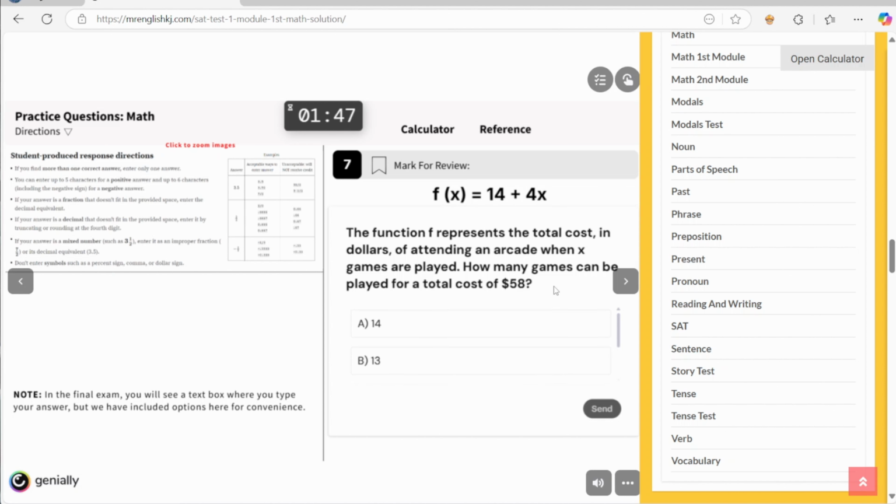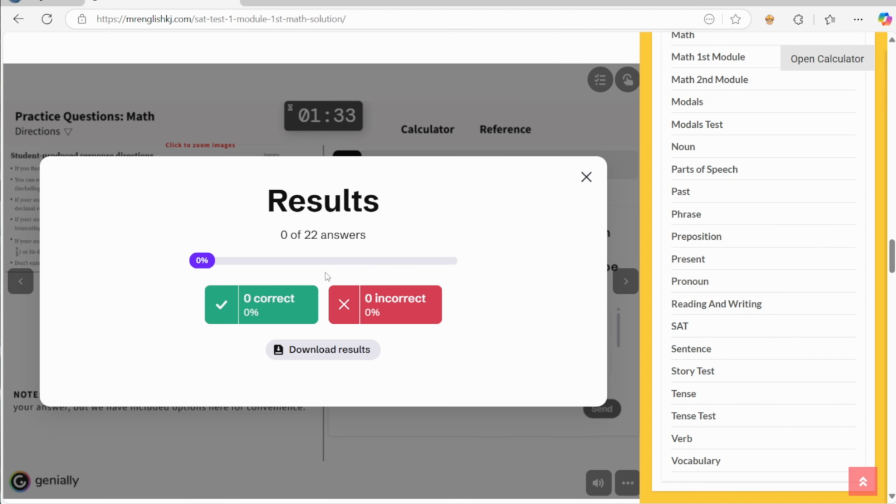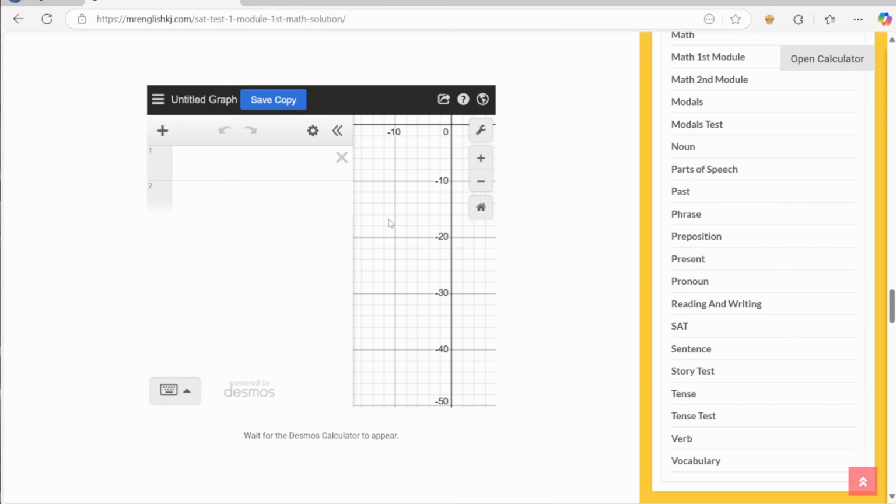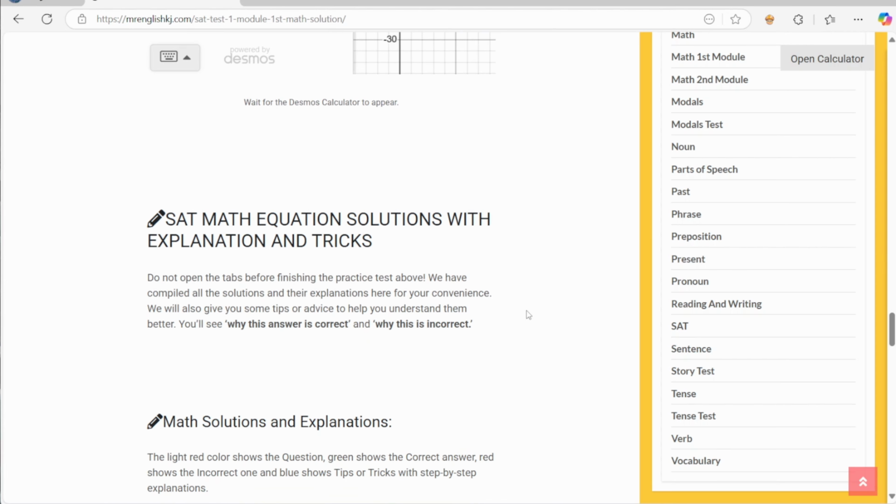If you haven't attempted this test, please attempt it first because it will be helpful. You must know how much you know and how much you don't know. After taking the test, you look here for your result. You get to know how many questions you have done correct and incorrect. Then come back to the video, watch it and learn. You know the Desmos calculator, right? From the previous video, we have done 1 to 5.